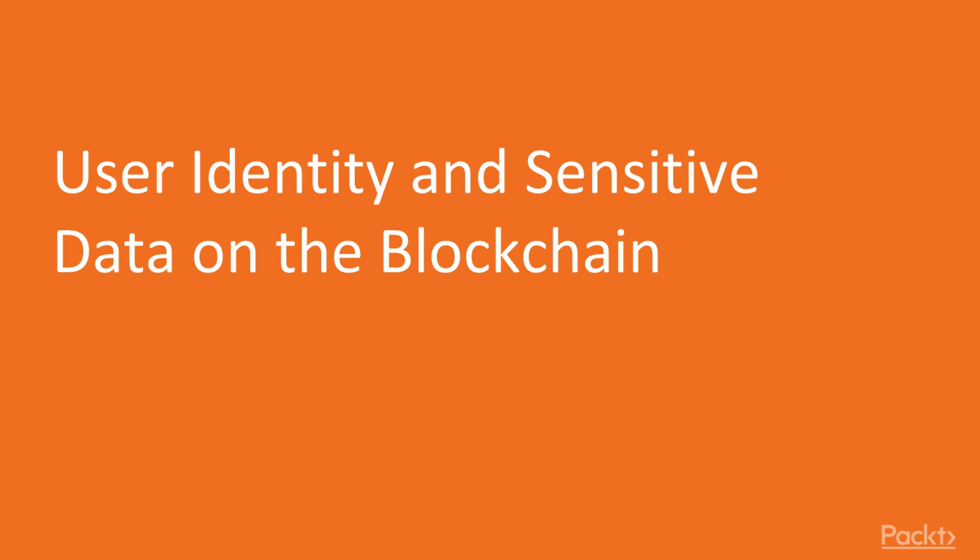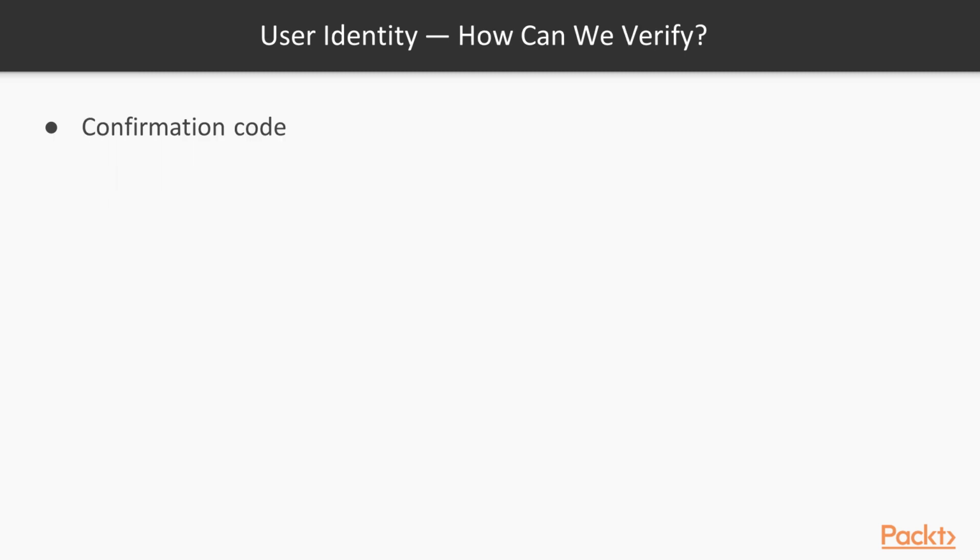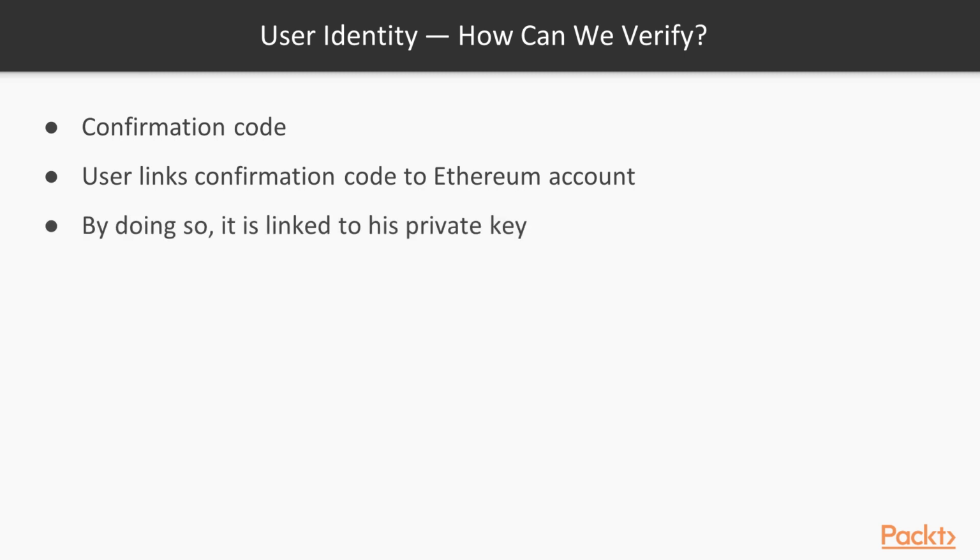Let's have a look at user identity and sensitive data on the blockchain. What can we verify for a user identity? Well, we can verify email, we can verify your phone number, we can verify your address. Those are things that are pretty easy to verify on a blockchain. How? Well, we can do a confirmation code, and the user can then link that confirmation code to their Ethereum account. And by doing so, it is also linked to his private key.